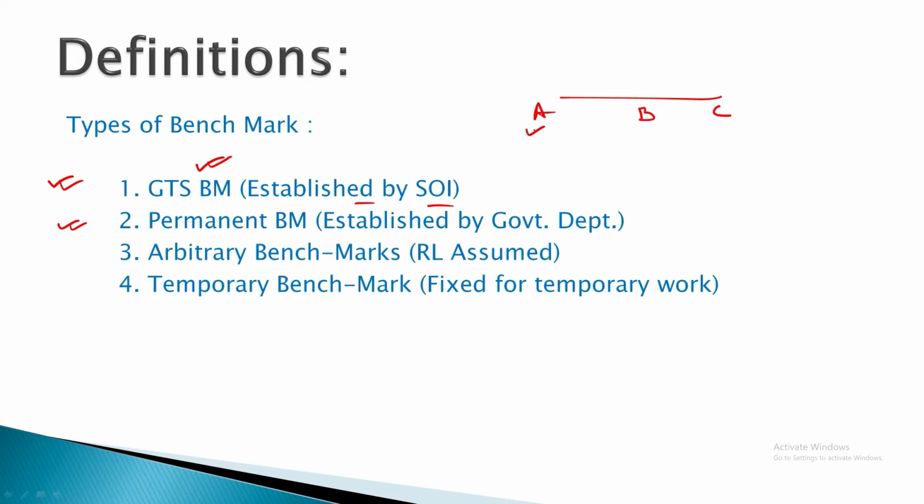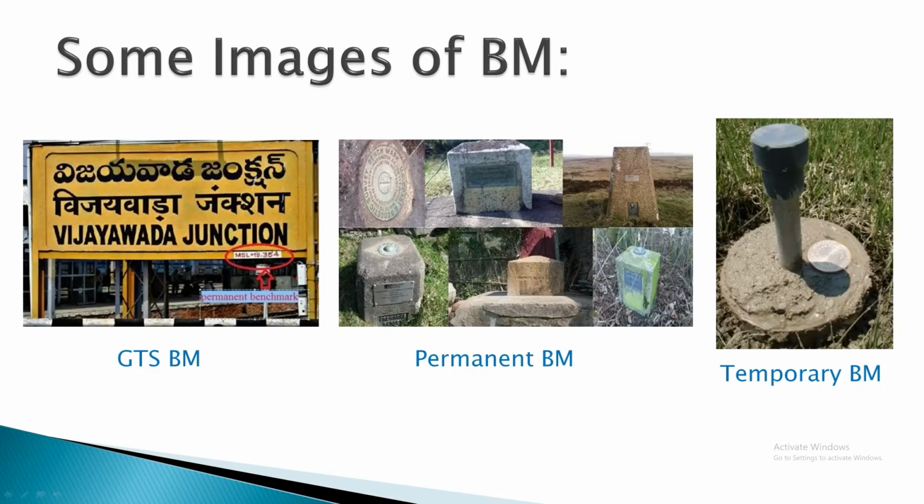So I know the value of the RL of point A, also point C. This point B is generally assumed. The assumed benchmark is called the arbitrary benchmark. Now what is the temporary benchmark? When benchmarks are established temporarily at the end of a day's work, they are said to be temporary benchmarks. Okay, so let's see some images of various types of benchmarks.